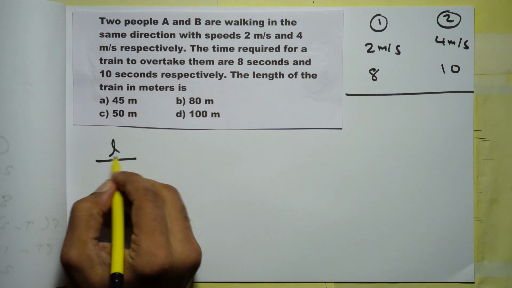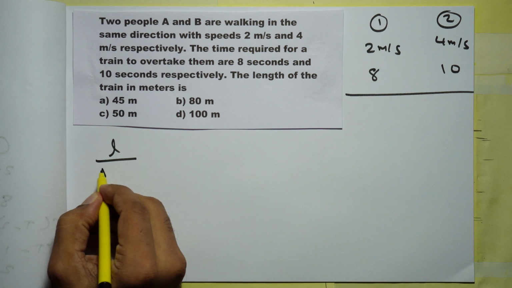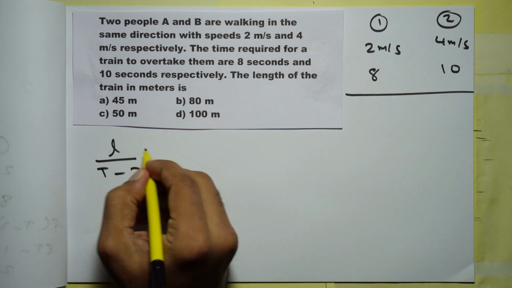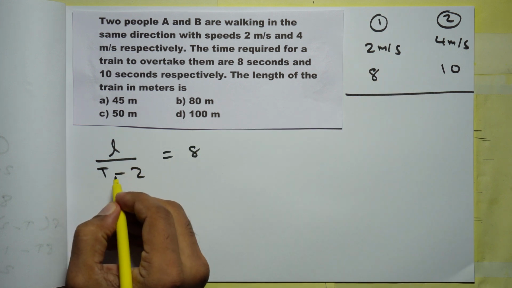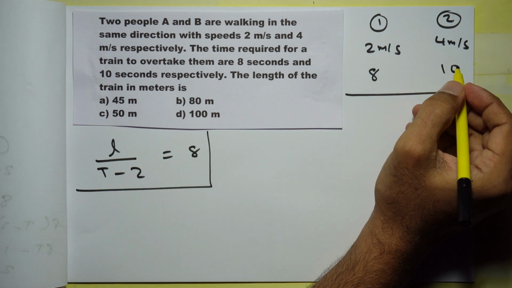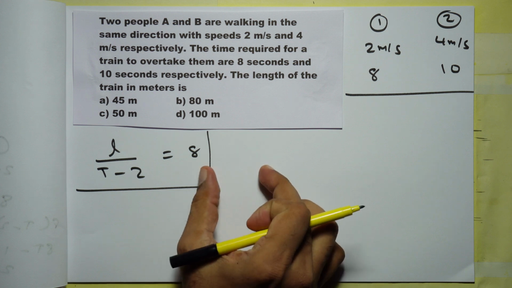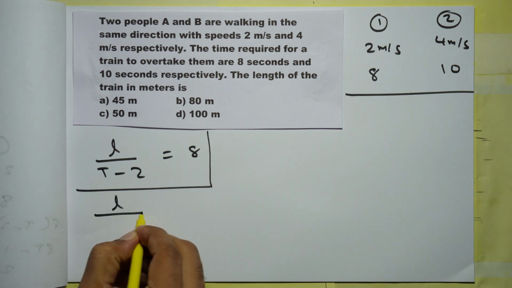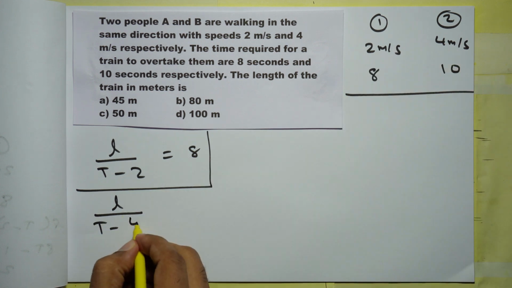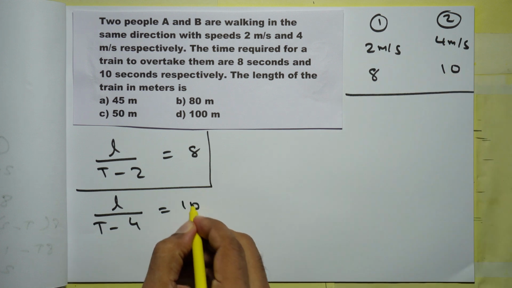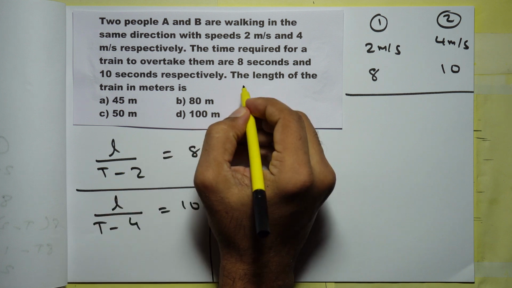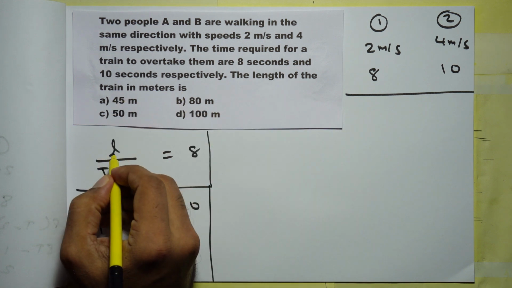And same direction, so distance by speed. Speed will be speed of the train minus speed of the first person, that is 2. And the time is given as 8 seconds. So this is the first equation that we have. We'll form the equation for the second person. To overtake that person, the train's own body length has to be moved. So L divided by speed or relative velocity, t minus 4. And the time is given as 10 seconds. So this is the second equation. So the question is the length of the train. L is what we need to find out.